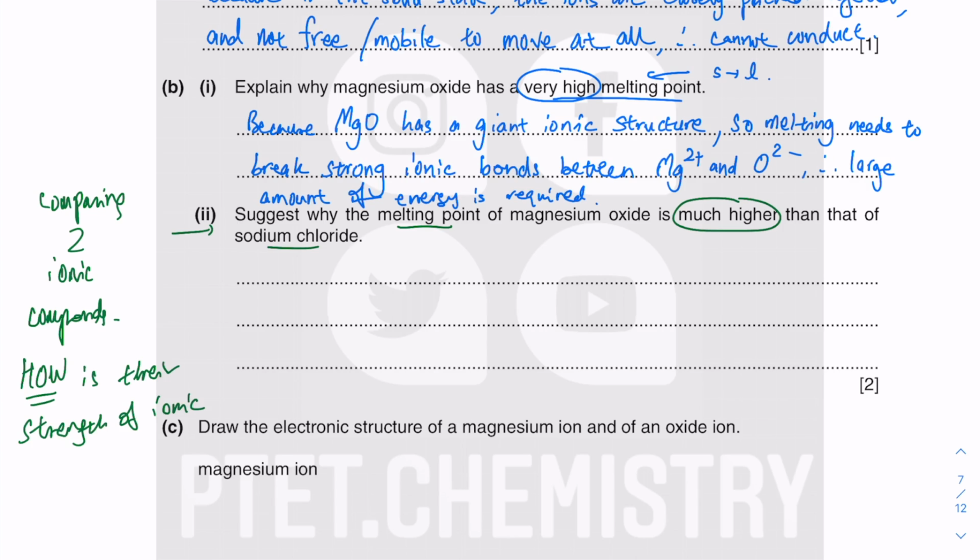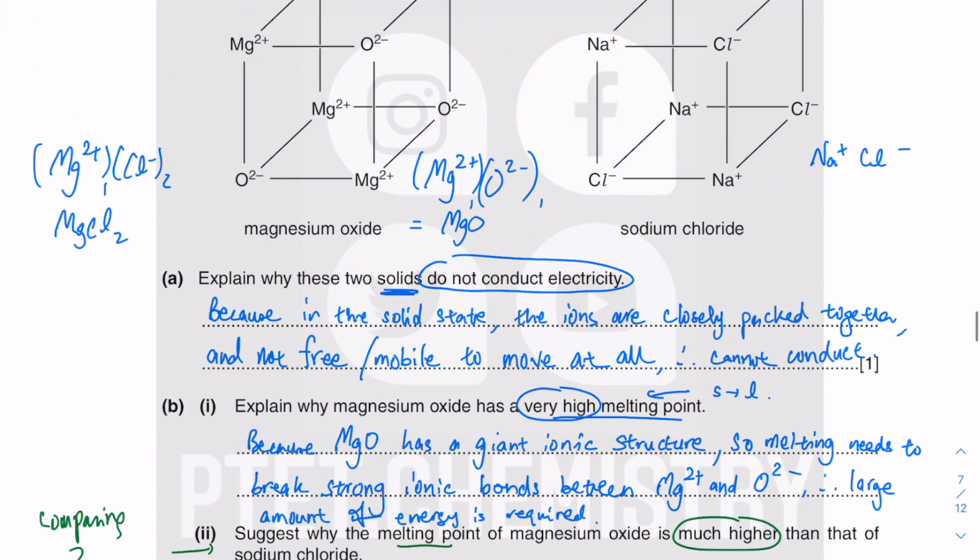So ionic bond is to do with how strongly attracted the cation is to the anion. How strong is the attraction between the oppositely charged ions? How strong is the cation attracted to the anion? So MgO has Mg2+ and O2- ions. How about sodium chloride? Sodium chloride has Na+ and also Cl-.